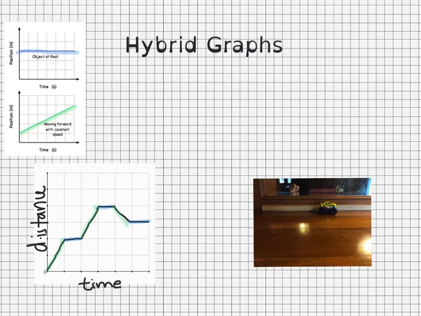So once you've got that down, let's go ahead and talk about what a hybrid graph means. We did a little bit at the beginning, but let's actually write some things down for it. So a hybrid graph has parts of many types of distance time graphs.